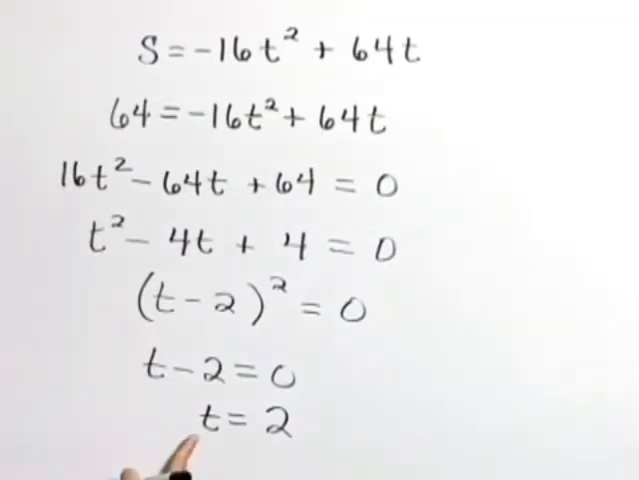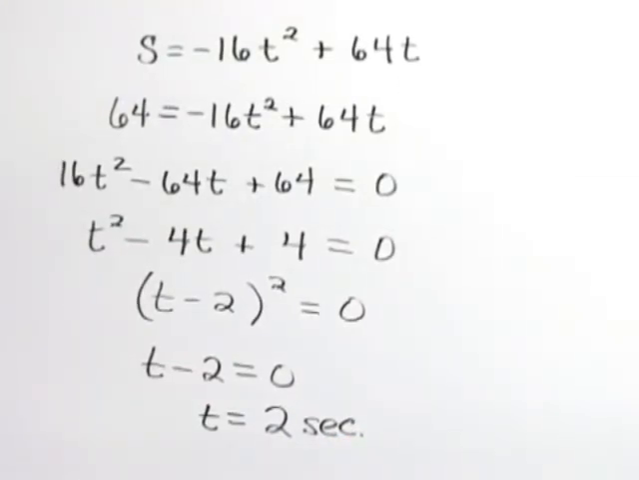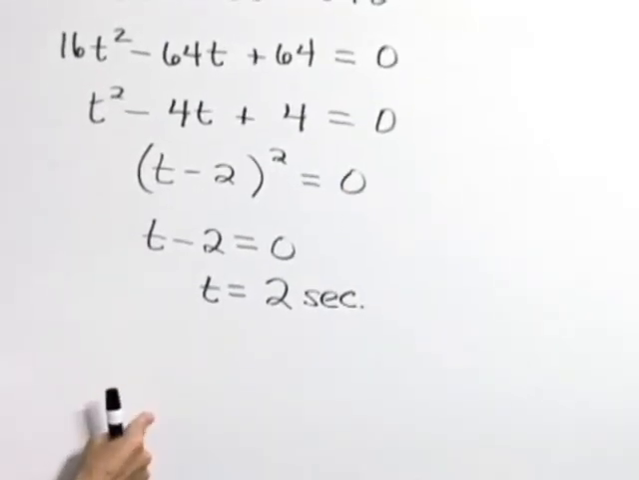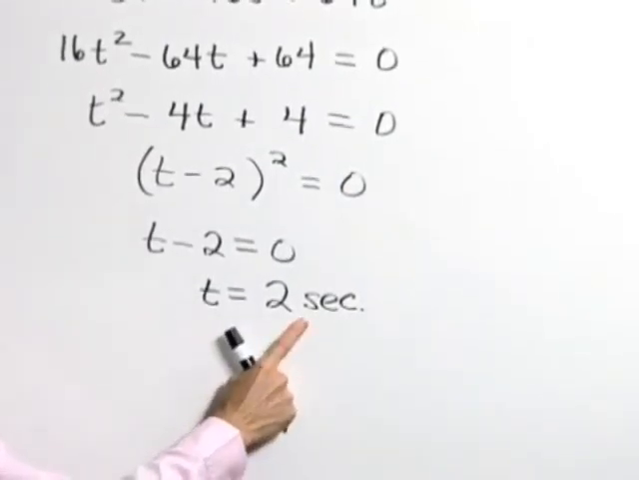Remember that t represented a time in seconds. And so just to summarize here, we would say then that this object is going to reach a height of 64 feet after a time amount of 2 seconds.